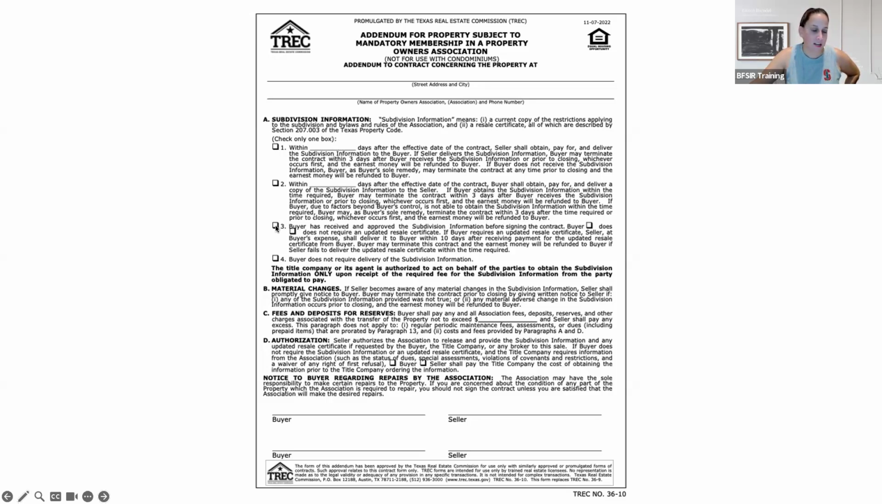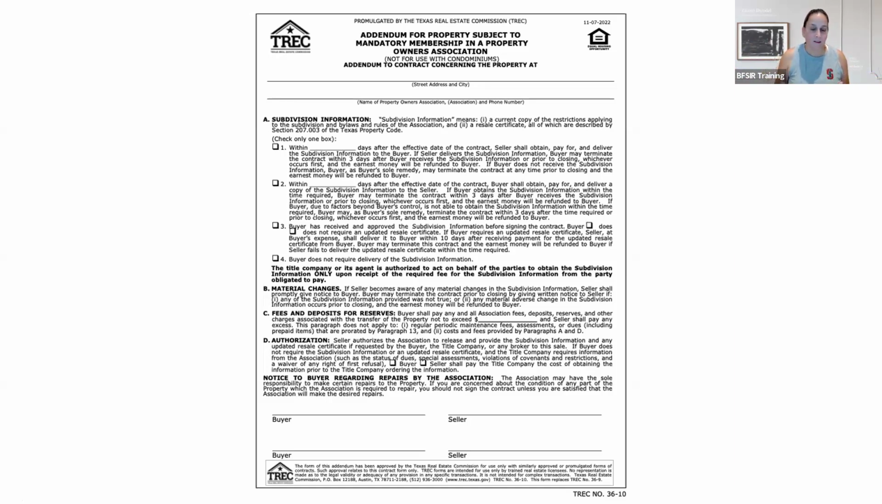And this is the one that I used when I ordered the resale certificate upfront and delivered it. In my listing, I checked this box here: the buyer has received and approved the subdivision information before signing the contract, and they do or do not require an updated resale certificate. Resale certificates do expire, usually after 60 days, the HOA will tell you. If you order it in advance and your listing sits for 60-plus days, it's usually a nominal fee to get it renewed, like $75 or something. It's not a huge expense.